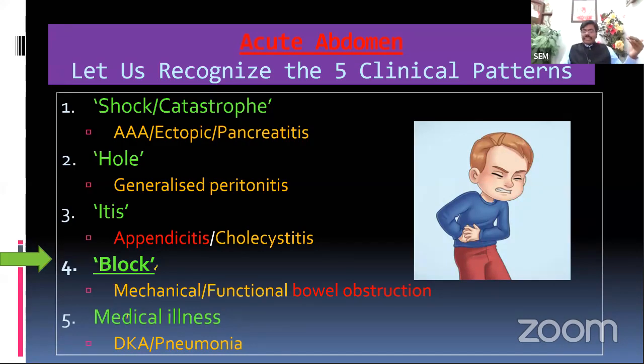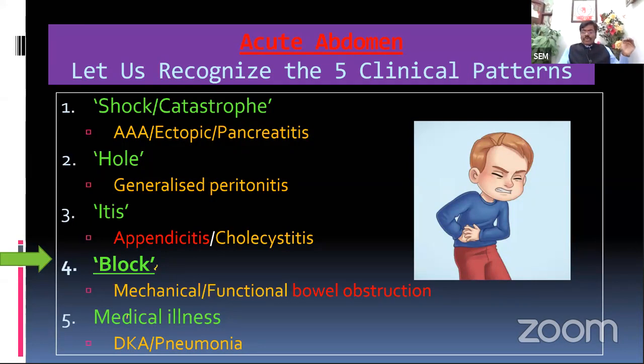The second case we have discussed is the itis group: any person presenting with localized tenderness and guarding because of inflammation of the offending organ. Maybe the appendix, like appendicitis, or acute cholecystitis due to gallstone. Both we have discussed and we know them in detail. So go and revise. So 1 and 3 we have finished.